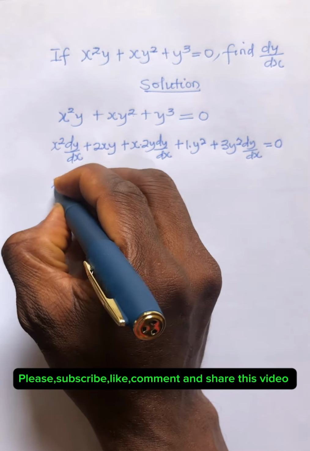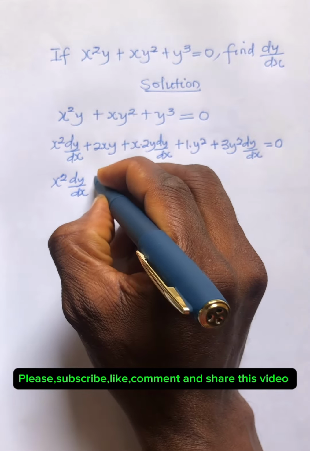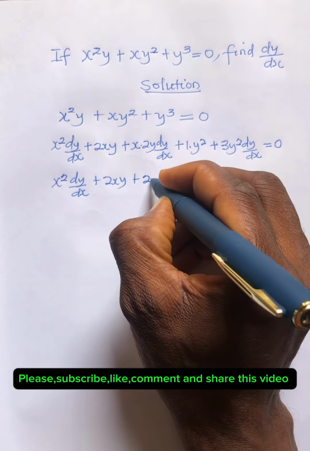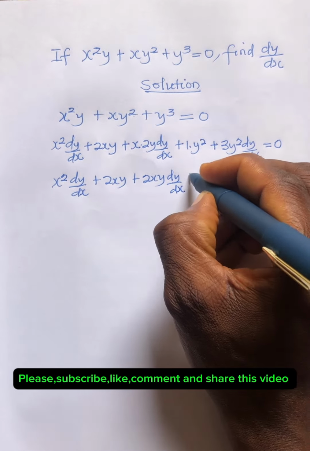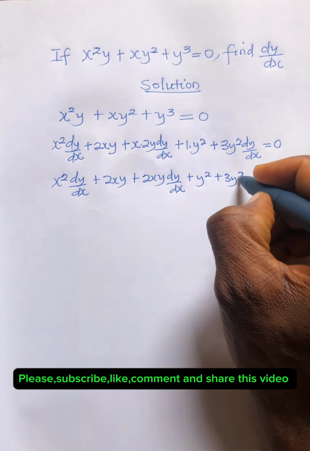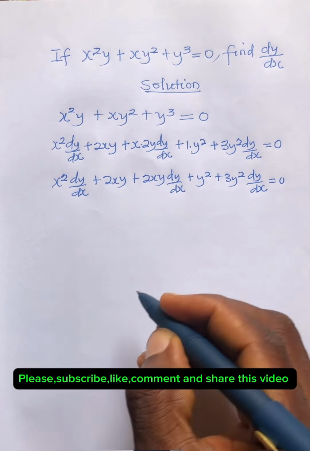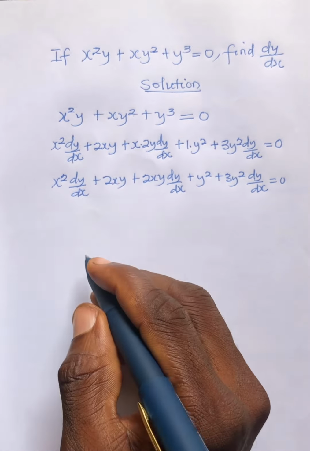So we have x squared dy dx plus 2xy, plus this will be 2xy dy dx, plus y squared, plus 3y squared dy dx equal to 0. Now we are going to collect the like terms in dy dx.